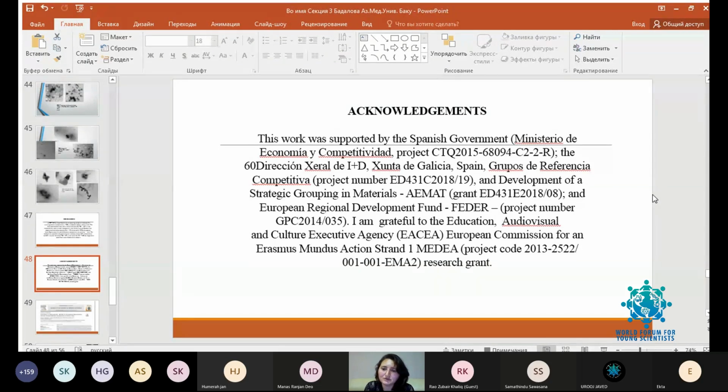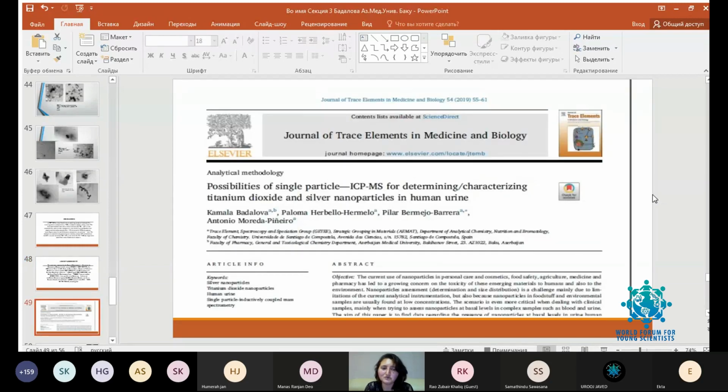So for it, I am very grateful to the Education, Audiovisual and Cultural Executive Agency, European Commission, for an Erasmus Mundus Action research grant. It was our project, and as a result of this work, our paper, "Possibilities of single particle ICP-MS for determining and characterizing titanium dioxide and silver nanoparticles in human urine," was published in the International Journal of Trace Elements in Medicine and Biology.